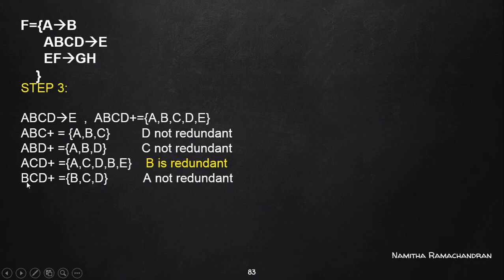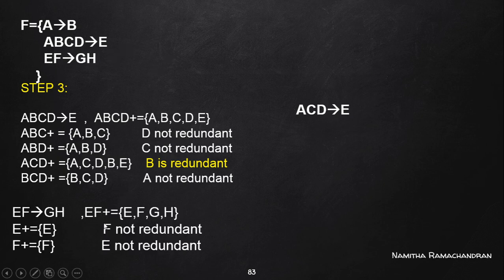Again, check the BCD closure. The BCD closure is BCD alone, which is not equal to the ABCD closure. So A is not redundant. From this, B is the only redundant attribute here. So we can rewrite ABCD implies E as ACD implies E. The redundant attribute B in the LHS part is removed. Now go for the next dependency.